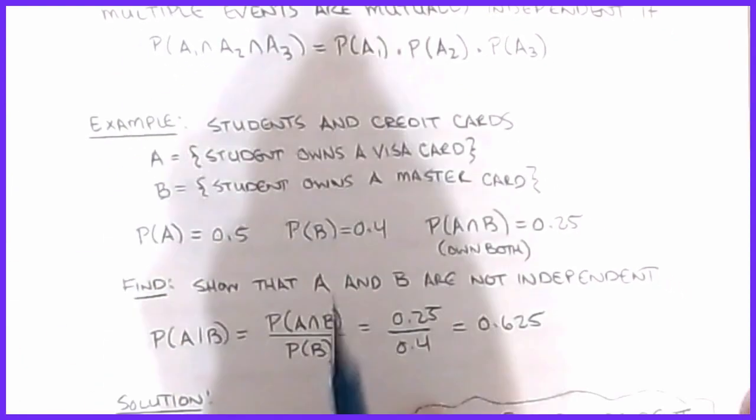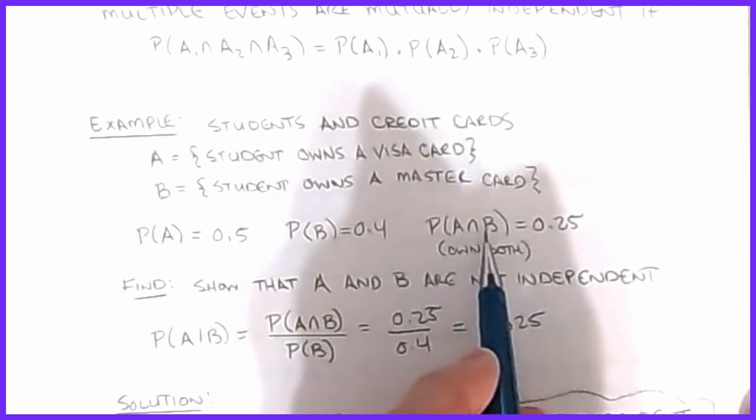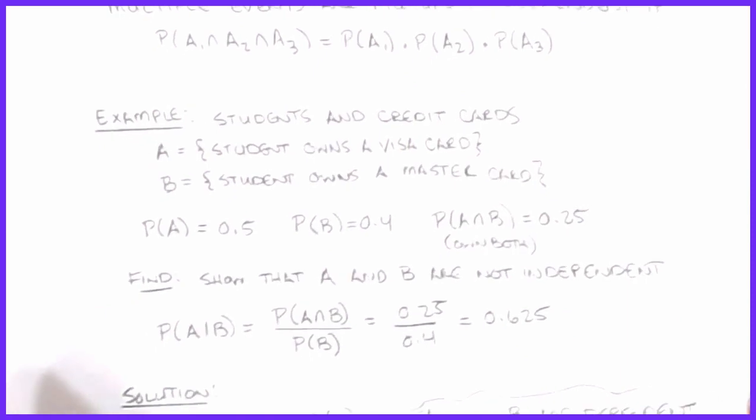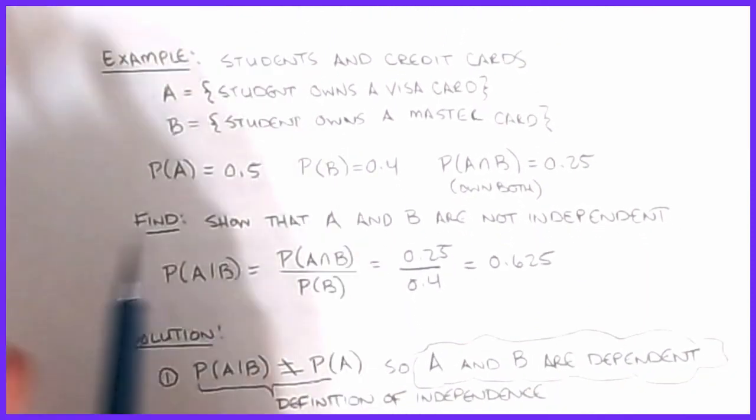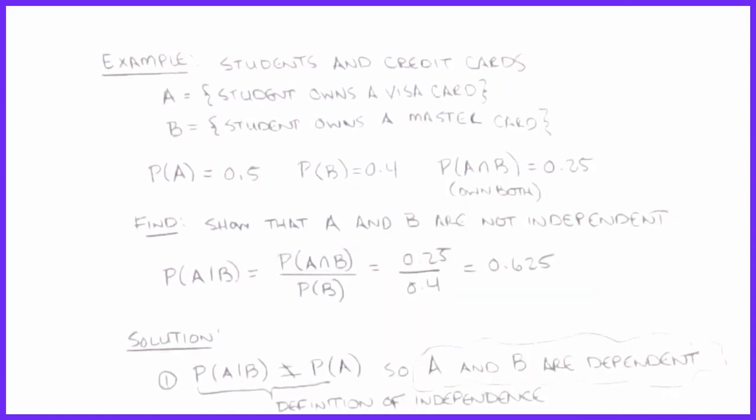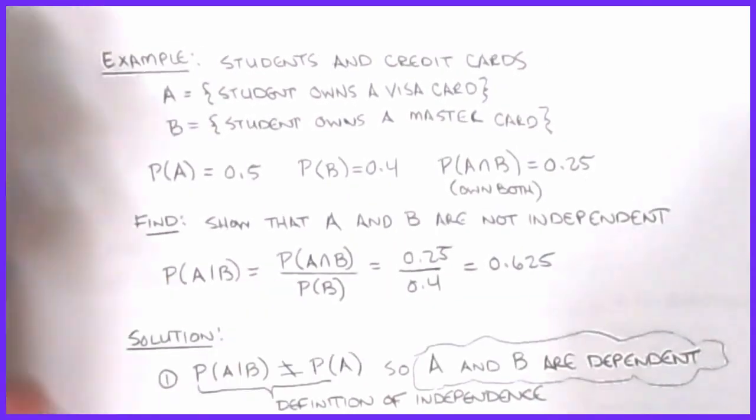And then, again based on the polling data, the probability that the student owns both was shown to be 0.25. What we want to show, just as an exercise, is that A and B are not independent of each other. It's pretty easy, and there's a couple of ways to do it.